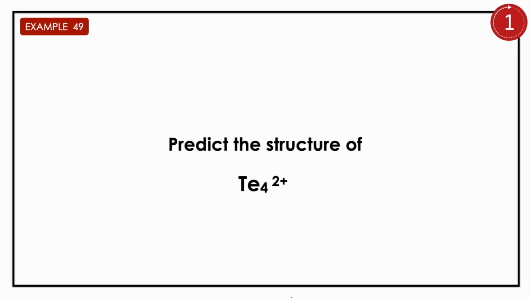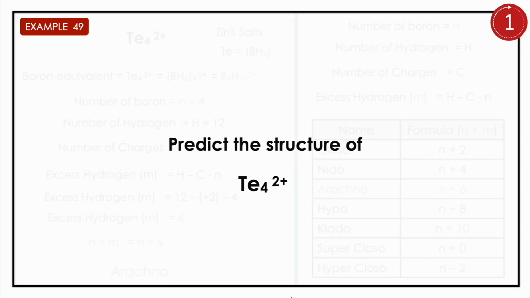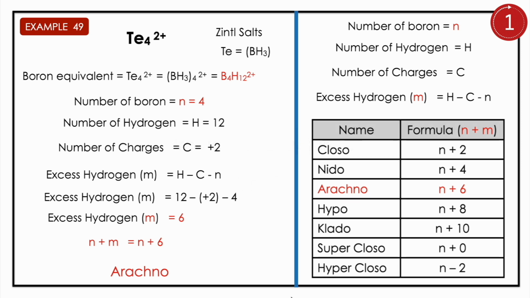Then the next example, here Te4 2+ is given. It is a tellurium cationic cluster. You should find the structure of the molecule using Wade's rule. The given compound is made only of tellurium, so it is a metal cluster with a cation, technically a Zintl salt. So we should write the boron equivalent for tellurium.